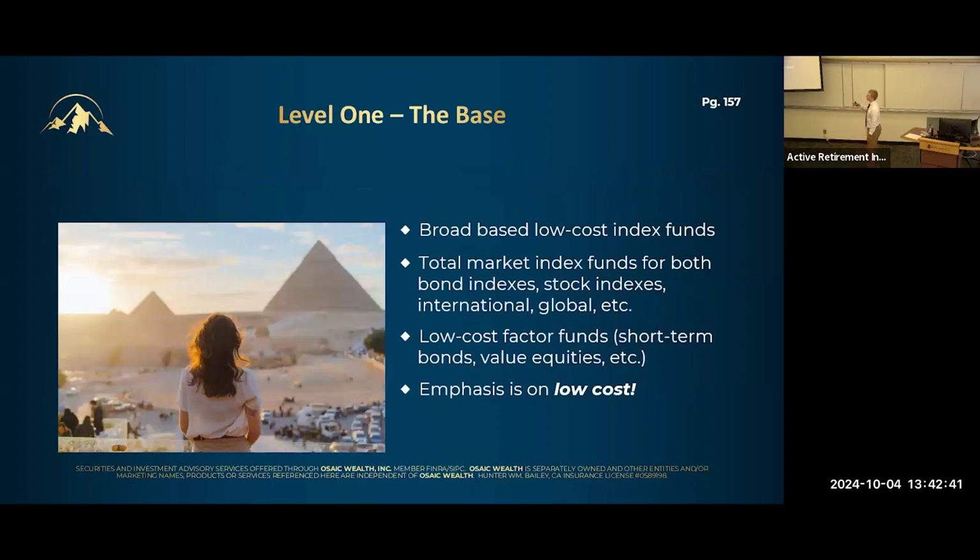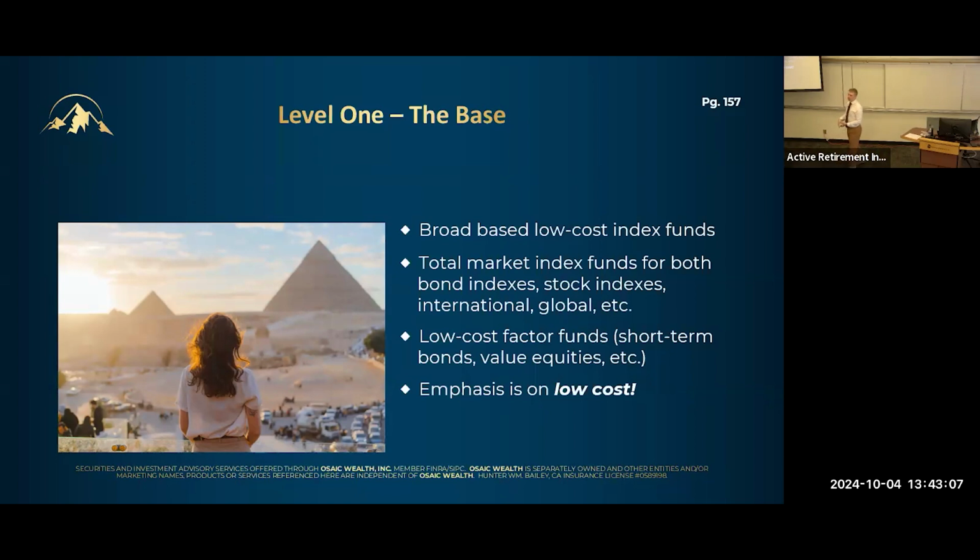So this is going to be things like broad-based low-cost index funds. Total market funds make a lot of sense here. Bond indices, but then making sure that your duration risk is not too high, so short-term bond indices, treasury bill indices, stuff like that. International, global, all sorts of big, broad index funds with lots of stocks in there, funds that cover huge bases. And we want low cost.